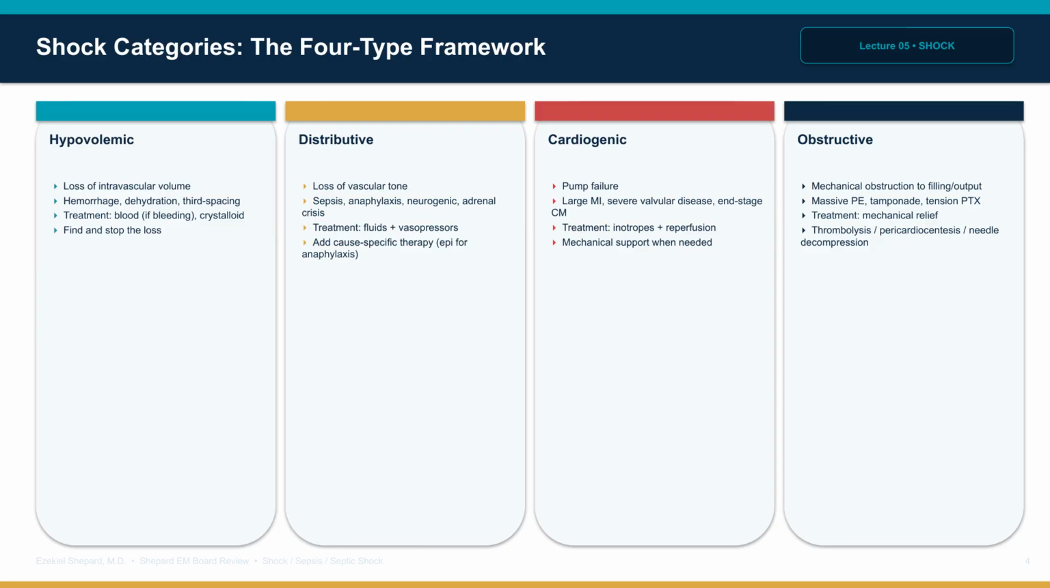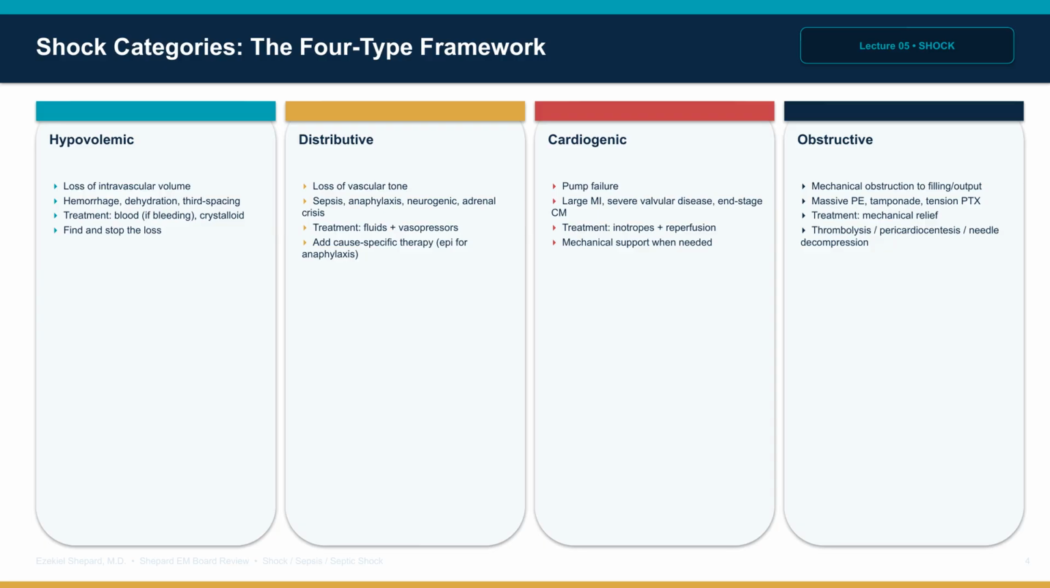Cardiogenic shock is pump failure from large myocardial infarction, severe valvular disease, or end-stage cardiomyopathy. Treatment is inotropes, reperfusion, and mechanical support when needed. Obstructive shock is mechanical obstruction to filling or output from massive pulmonary embolism, tamponade, or tension pneumothorax. Treatment is mechanical relief, thrombolysis or thrombectomy, pericardiocentesis, or needle decompression. The board trap is treating the wrong category, like flooding a cardiogenic shock patient with crystalloid, or anchoring on sepsis when the patient actually has tamponade.